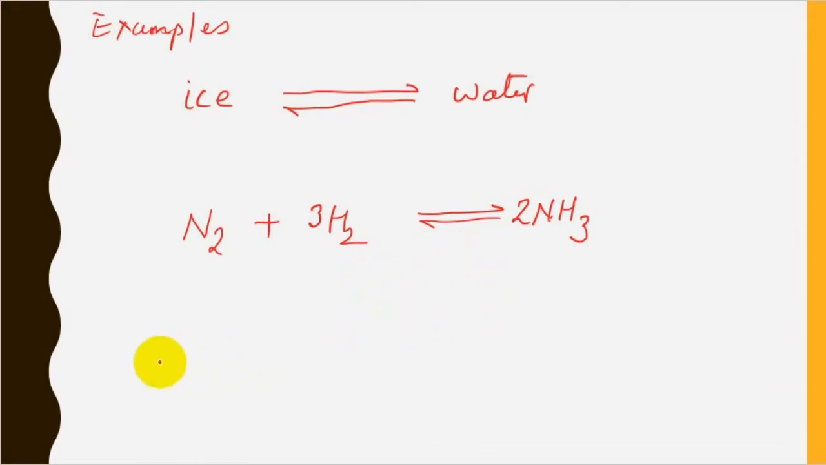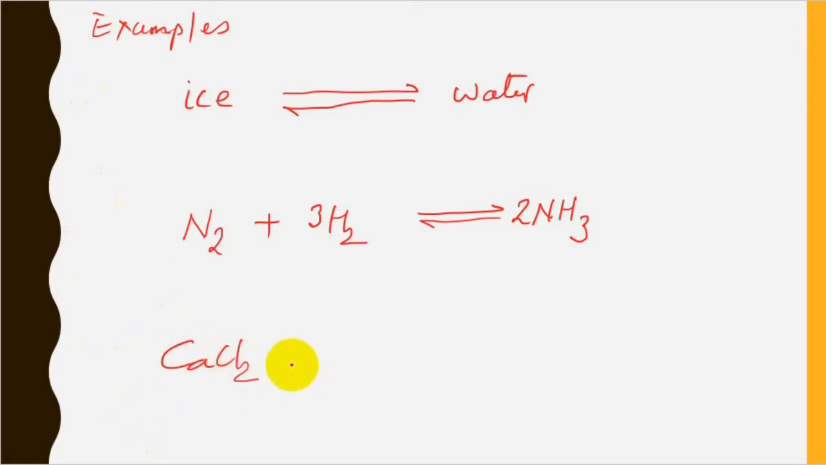Apart from this, another thing which we have studied: suppose I take an ionic salt. An ionic salt can be, suppose I take calcium chloride and dissolve it in water.